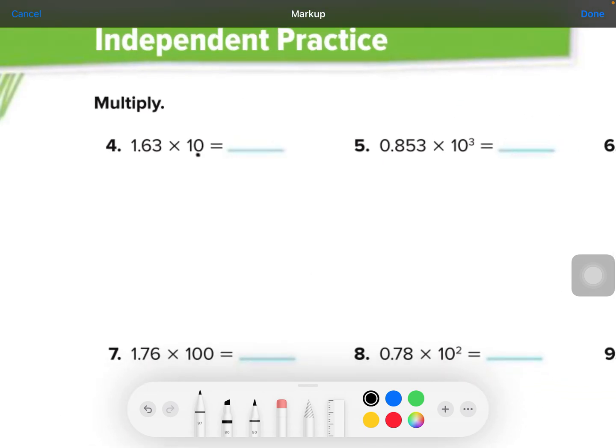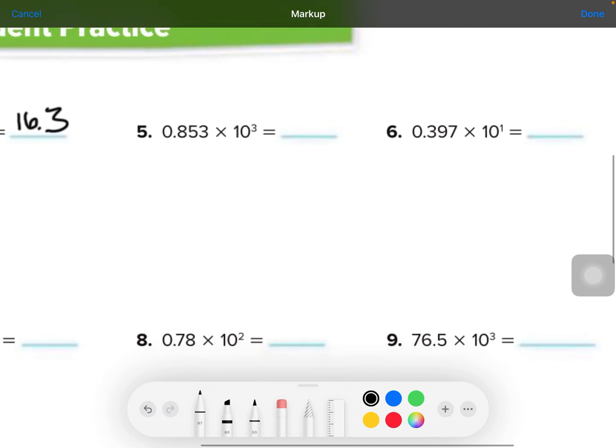Number 4. There's only one power of 10 right there, so we're going to just move that decimal 1 spot to the right. We have 16.3.